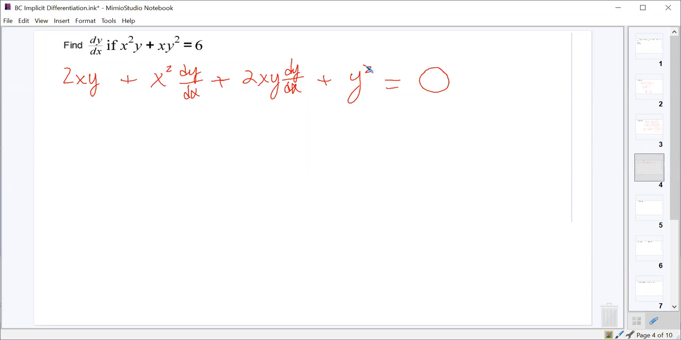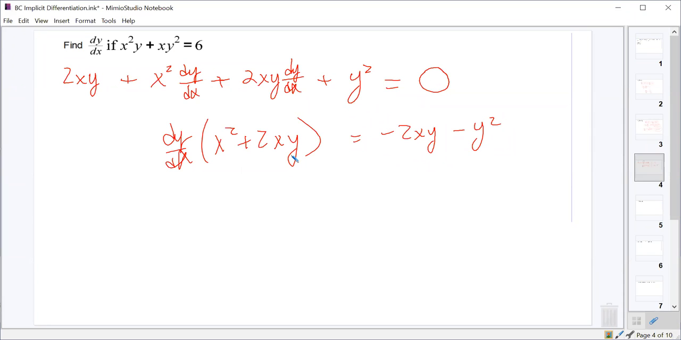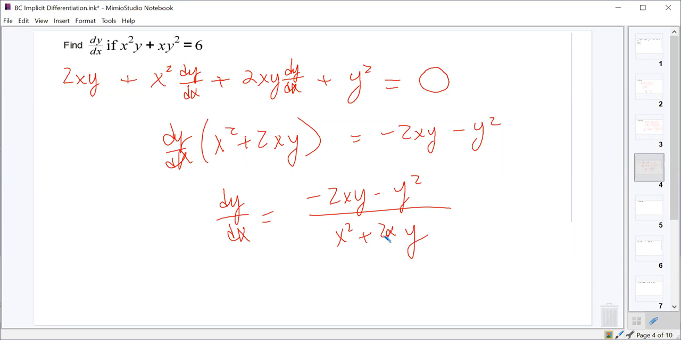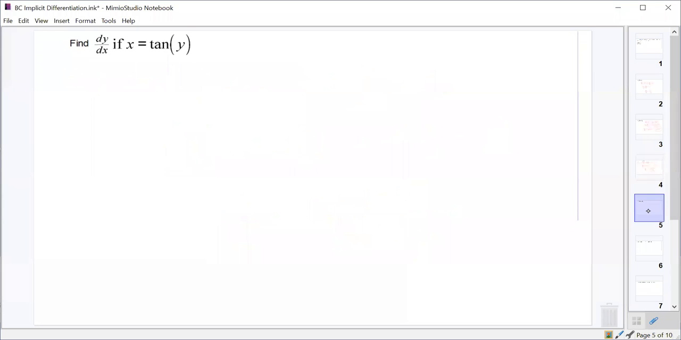Cool. Now we'll take our 2xy and our y squared to the other side. And over here, we've now got dy dx times x squared plus 2xy. And we'll divide by the x squared plus 2xy. So dy dx equals negative 2xy minus y squared over x squared plus 2xy. Good or no? Good. All right.